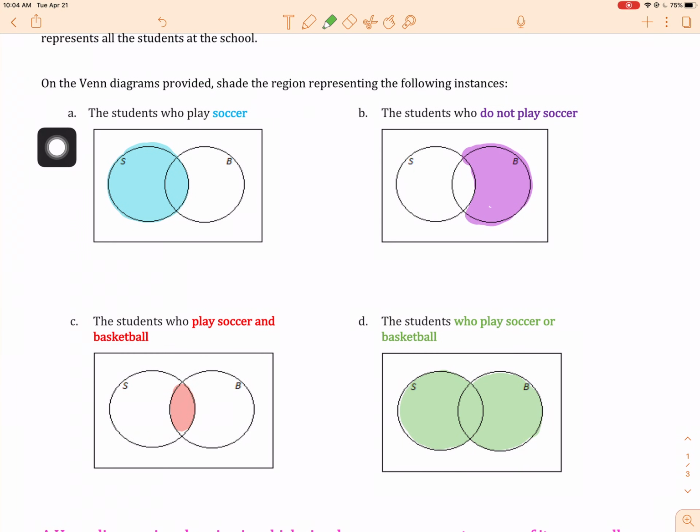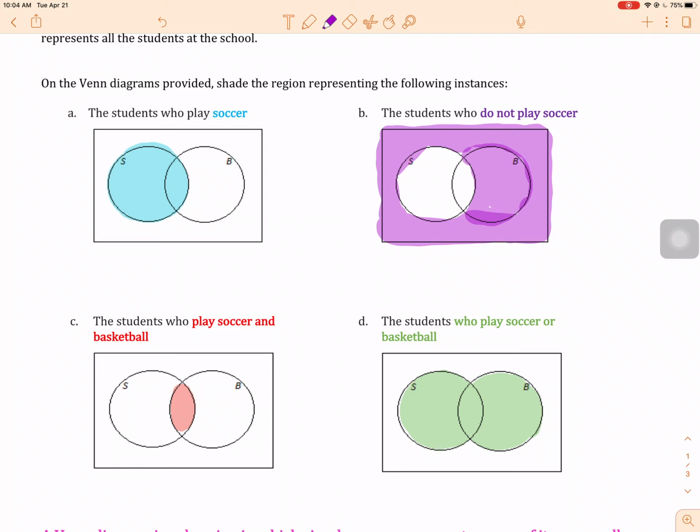So who are the students that play soccer? Well, that's the people on this left side of the soccer circle and the people in the middle, because the people in the middle, although they also play basketball, do play soccer. Students who do not play soccer, well, that's everything in just the basketball group. Actually, now that I'm thinking about this, that's a mistake, because who else does not play soccer? The rest of the school does not play soccer. So technically, here we go. These are the people who do not play soccer.